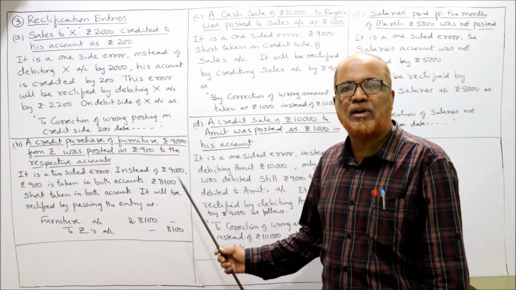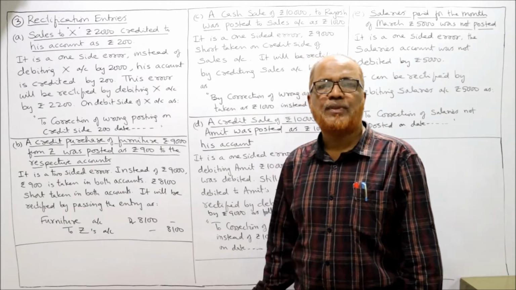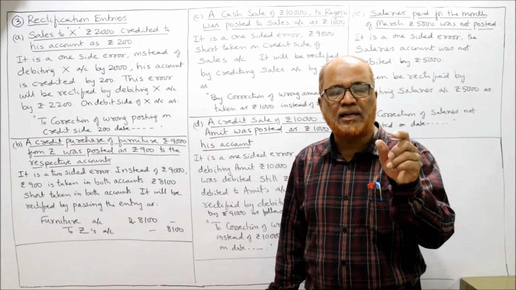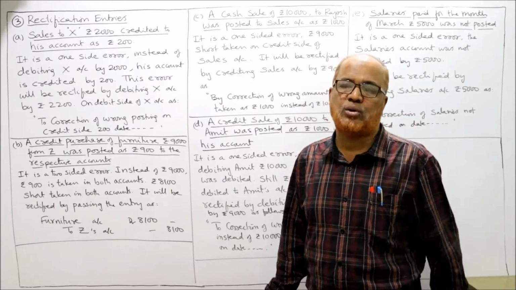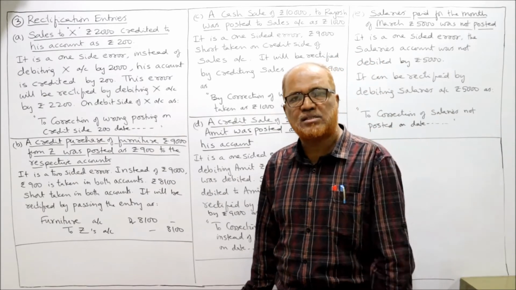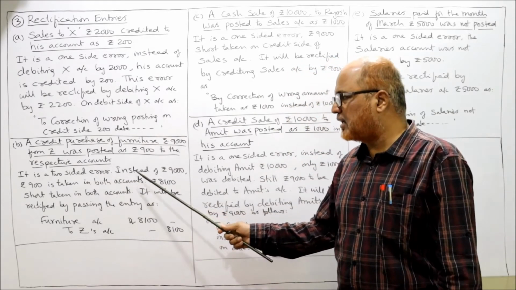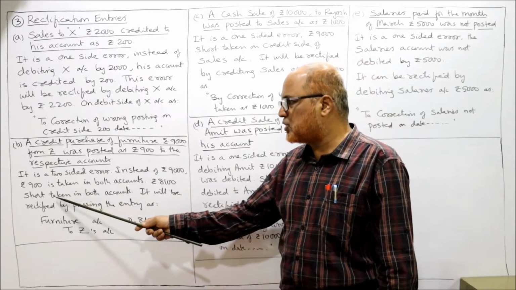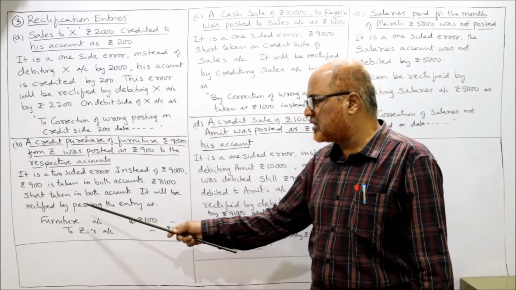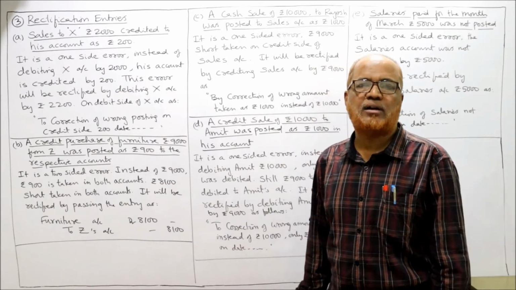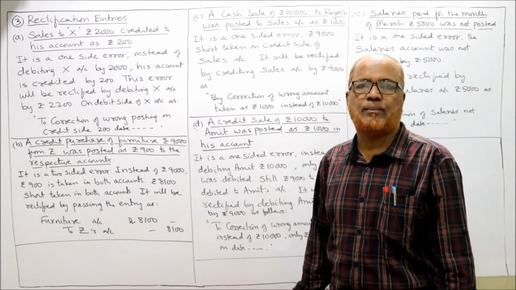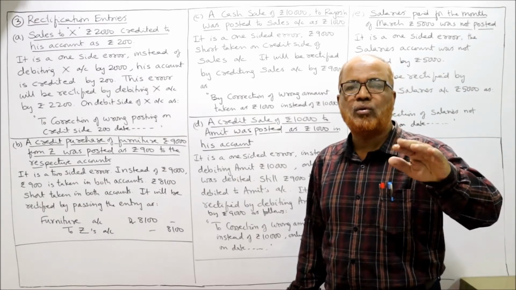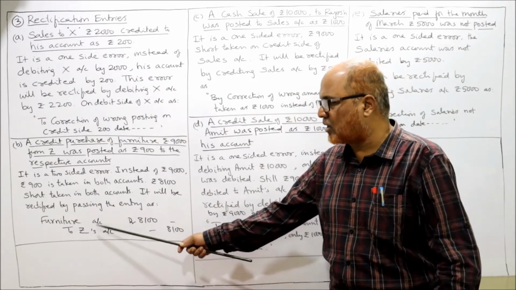So how much short amount we have taken? 9000 minus 900, 8100 rupees less we have taken. So now we have to take 8100 in both the accounts. In both the accounts means furniture account as well as Z account. So it is a two-sided error. Instead of 9000 rupees, 900 is taken in both the accounts. So 8100 rupees short taken in both the accounts. So it will be rectified by passing the entry furniture account debit to Z account 8100. So earlier instead of 9000 we have taken only 900 in both the accounts. So we have to take 8100 in both the accounts, furniture account debit to Z account.